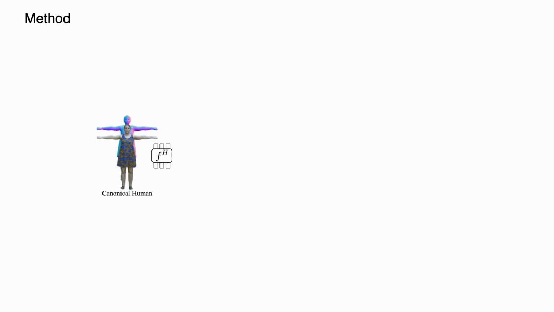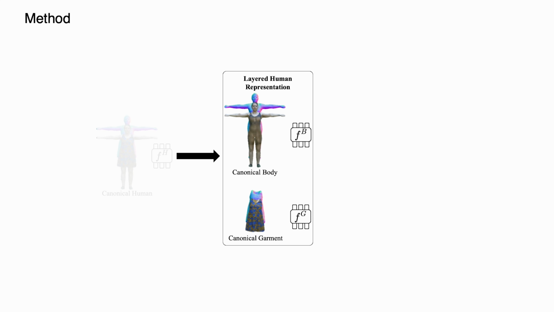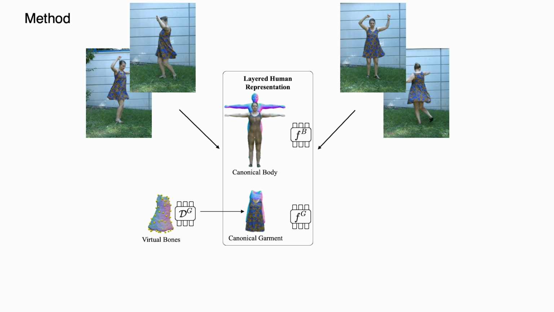In this paper, instead of representing the body and clothing together with a single function, we propose to model and deform them separately. To this end, we establish a layered neural human representation that decomposes clothed humans into an inner body layer and outer garment layer. In the garment layer, we further introduce a non-hierarchical virtual bone deformation module that can accurately capture non-rigidly deforming loose clothing. We learn the layered representation and the virtual bone deformation module from images.